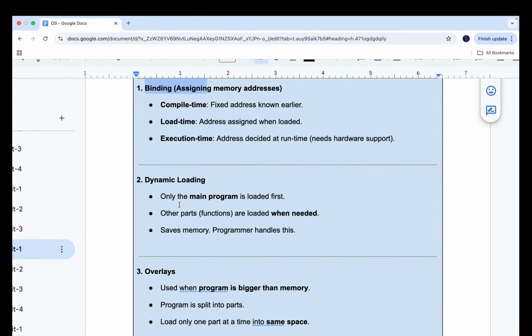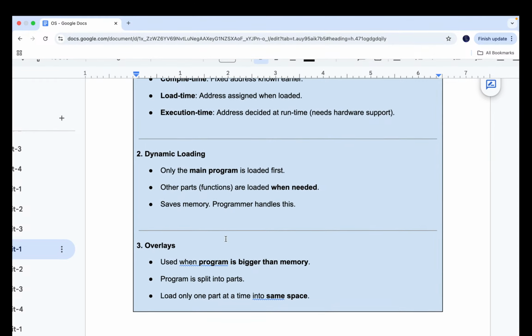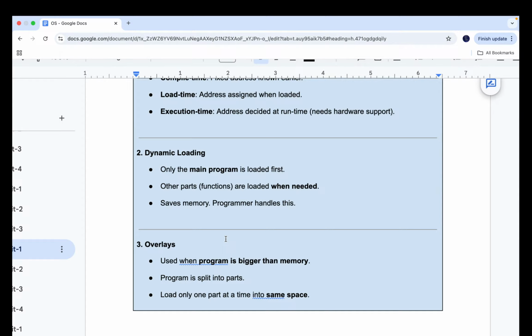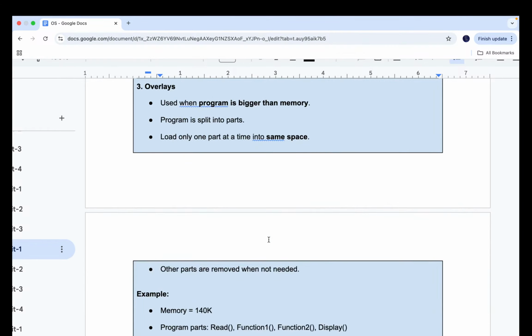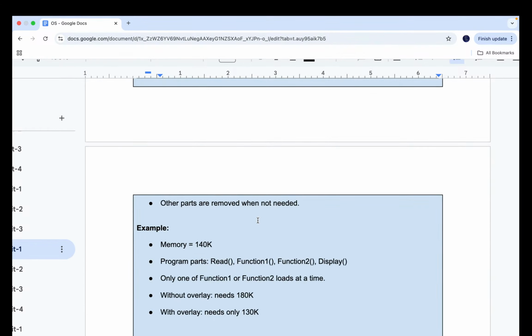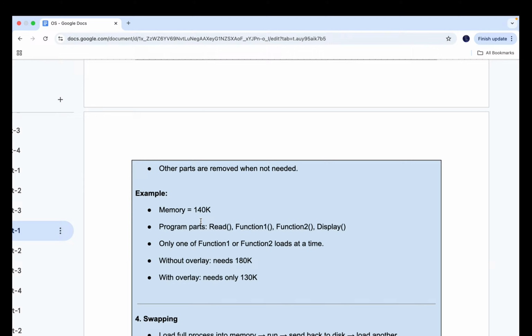Only the main program is loaded first, other parts are loaded when needed. Some memory programmers handle this. Overlays are used when a program is bigger than memory. The program is split into parts, and only one part is loaded at a time into the same space. Other parts are removed when not needed.